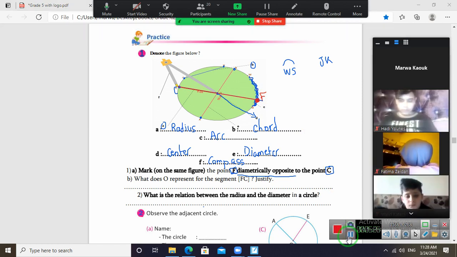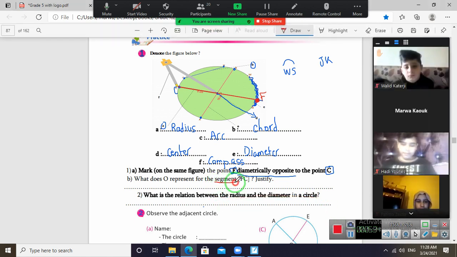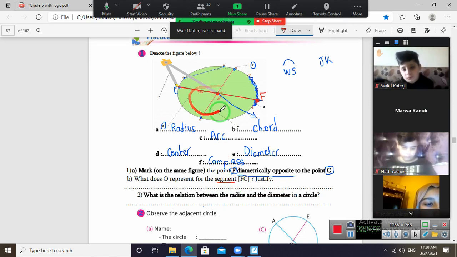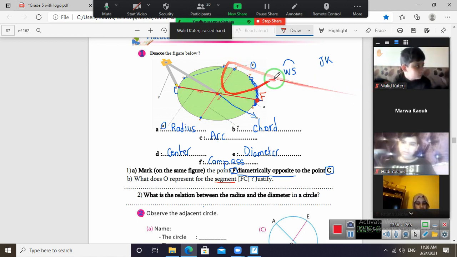Now in part B, they are asking what does O represent for the segment FC. Before continuing, I want to ask you, O with respect to the circle, you said for me is a what? What is O بالنسبة للcircle يا miss?